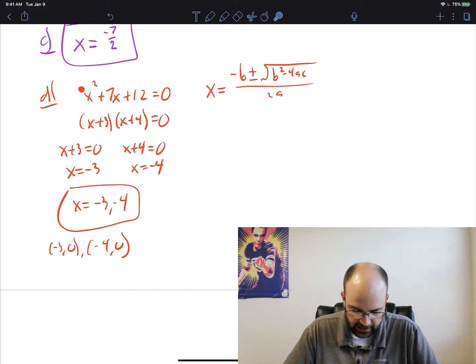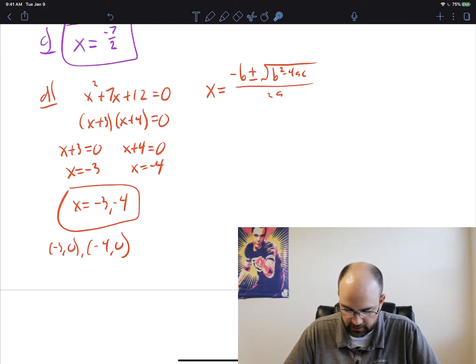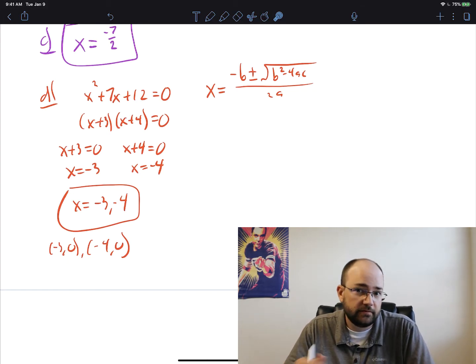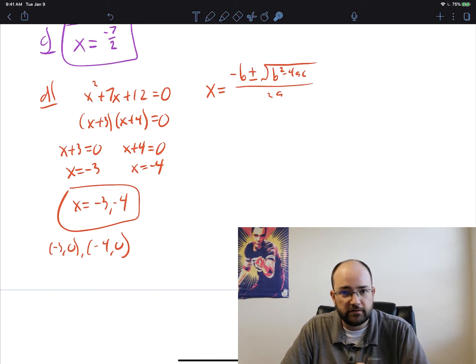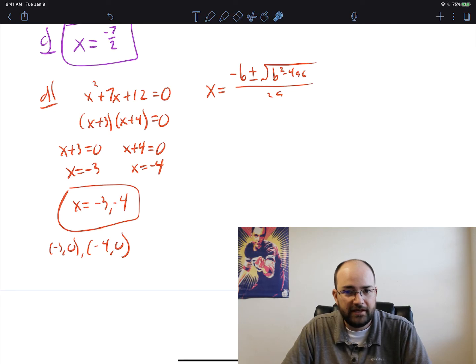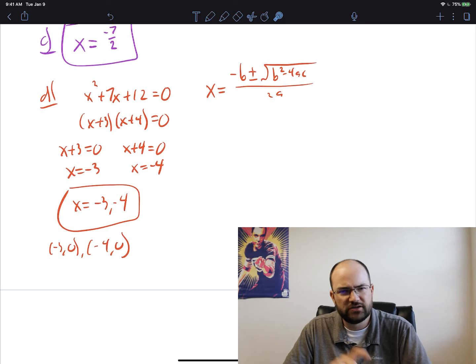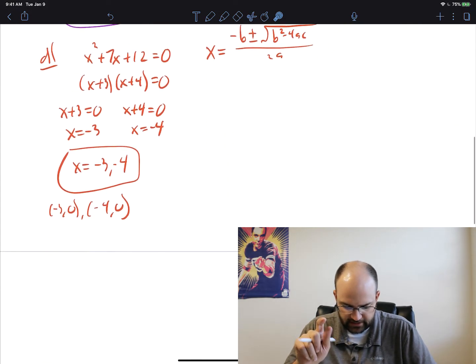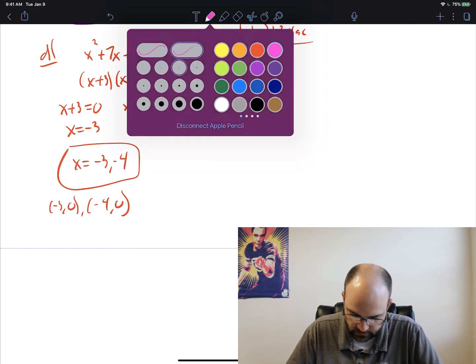Anyway, a is 1, b is 7, c is 12. Plug them in exactly, and that will tell you negative 3 and negative 4. Now, you can only do one or the other at first, so either a positive or a negative. But there is a way of doing this on the calculator, but it requires a program. And I will go ahead and show you that right now. Actually, what's the last one? The y-intercept. Let's go ahead and do the y-intercept real quick.